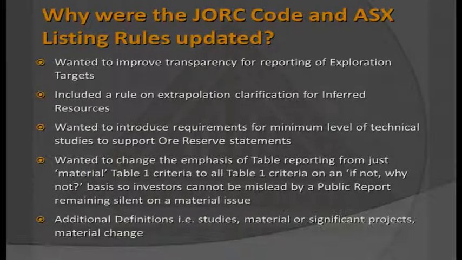We also wanted to change, and this was particularly around making sure that there was more materiality and transparency with respect to announcements, the emphasis of Table 1 reporting from just material items to actually introducing an if not, why not system, so that every single item on Table 1 needs to be commented upon by the competent person, and if an issue is not material, the competent person actually needs to state that. So you can't just omit components of Table 1 in your supporting documentation.